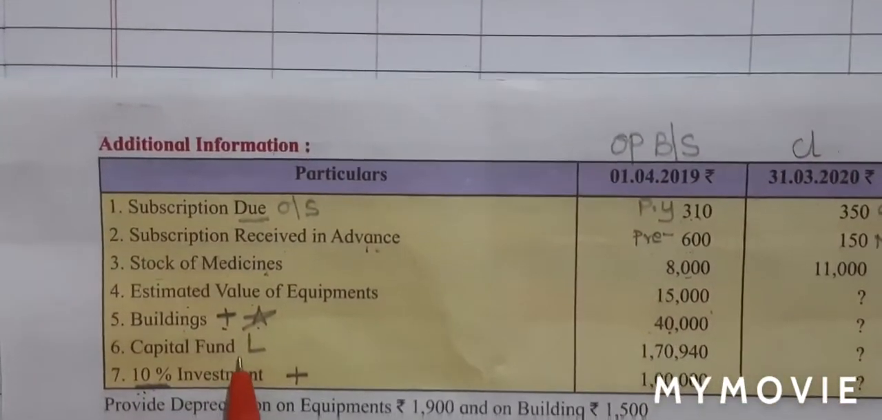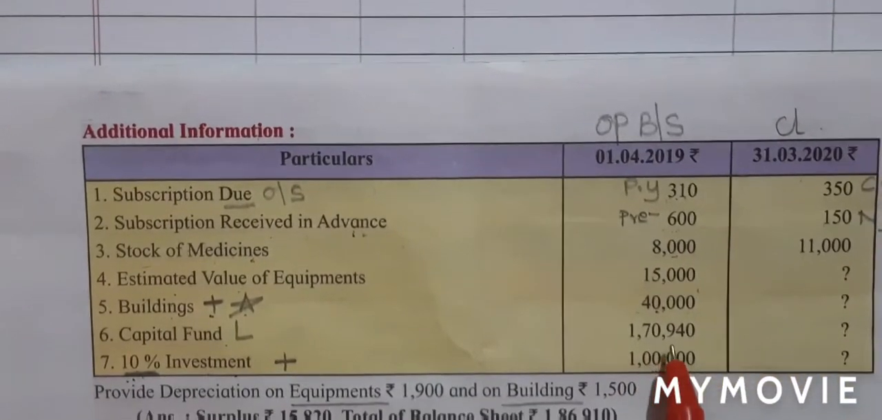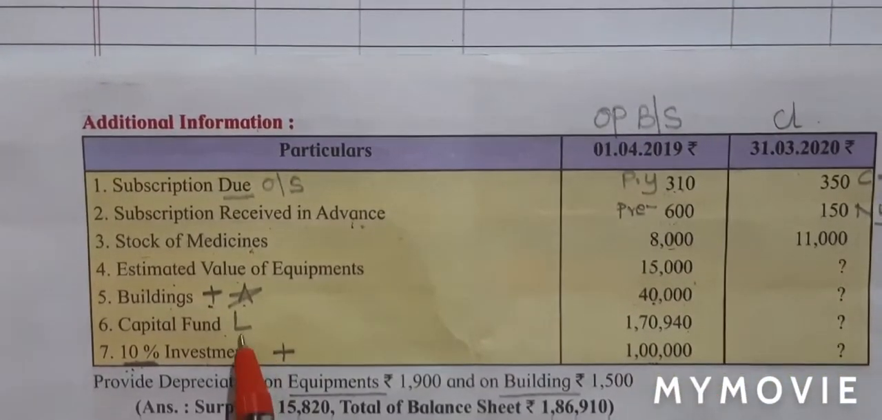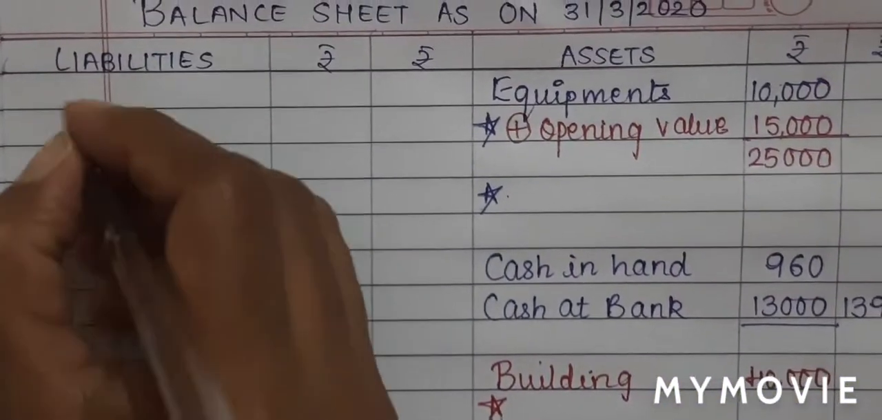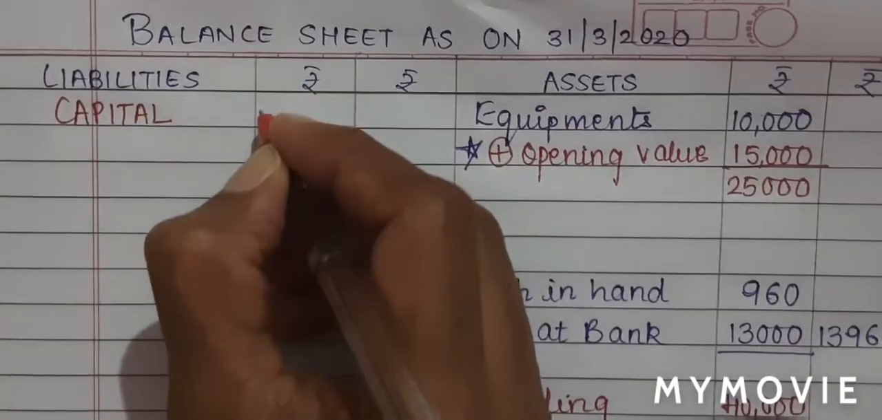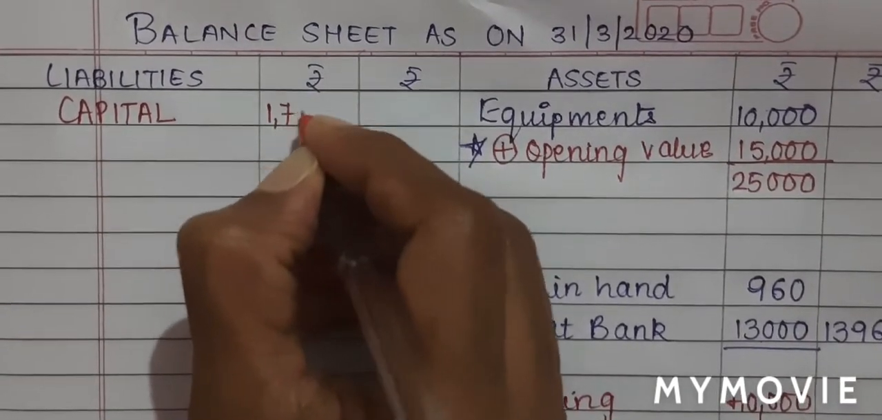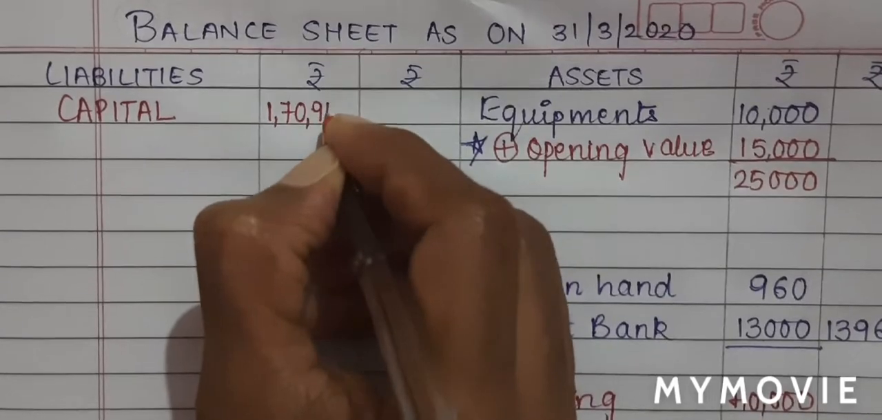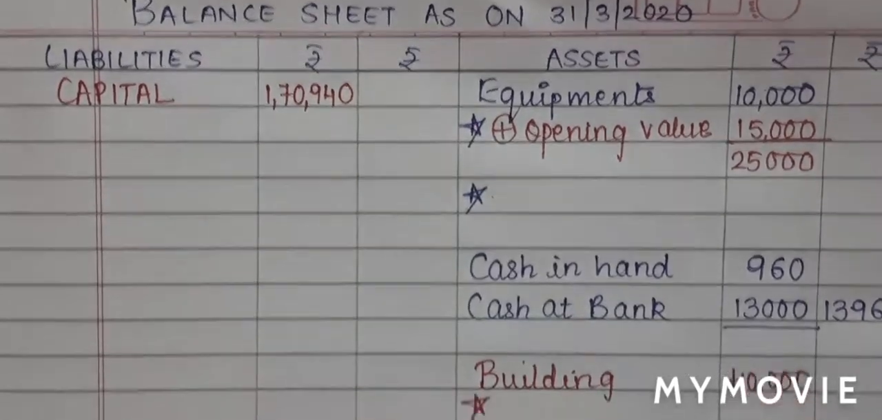Next is capital fund, 1,70,940, which I'll write on the liability side. So on the liability side, right on top, I will write capital and I'll write the amount in the inner column, 1,70,940.